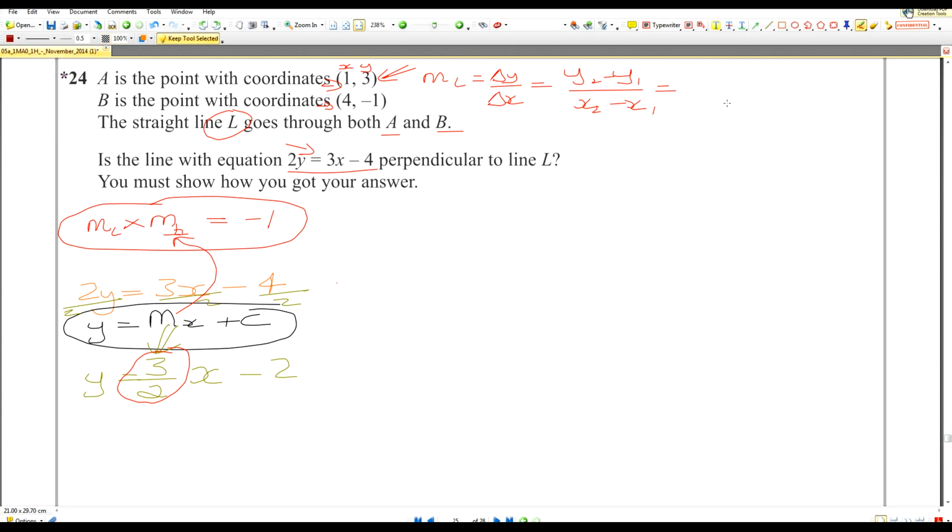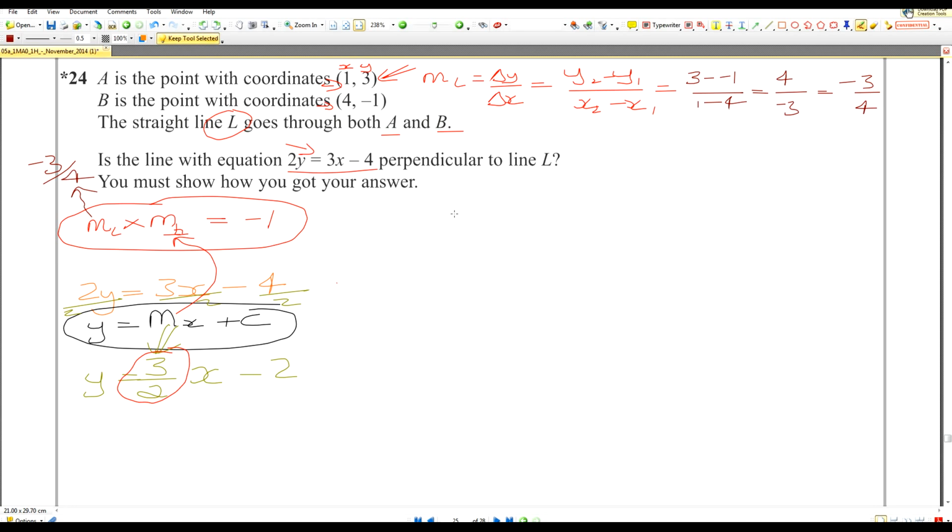Okay, so we start with the 3. 3 minus minus 1. The top one is y2. Then 1 minus 4. So 3 minus minus 1 becomes 3 plus 1. That becomes 4. 1 minus 4 is minus 3. We can write that better as minus 3 over 4. So we now know this one: mL is equal to minus 3/4. And this one is 3/2.